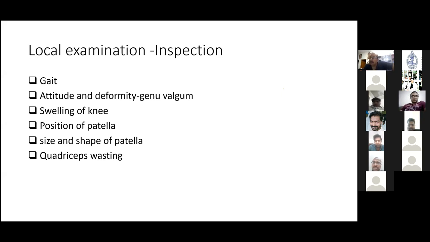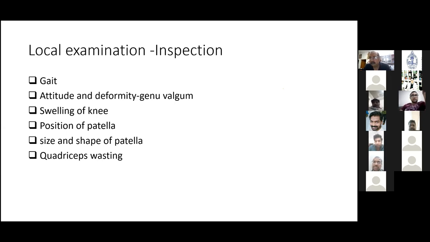Valgus deformity. Yeah, that's already given. The angle is high. Knock knees. Okay. What's the second thing? First thing is given, genu valgum. Yeah, due to that, Q angle is greater. I asked about the deformities. Q angle is not a deformity, right?